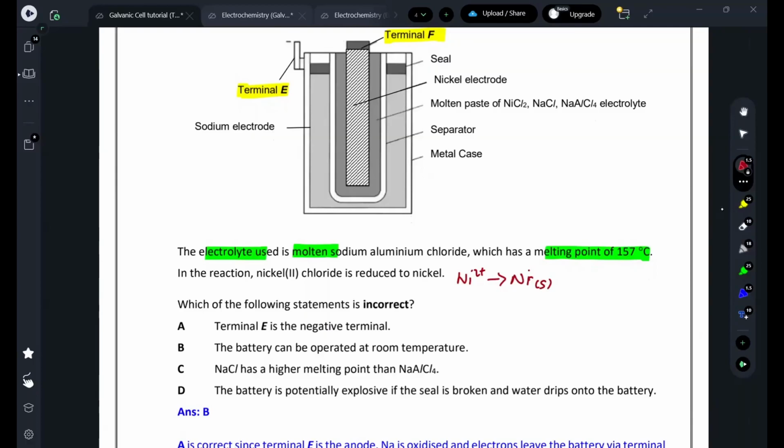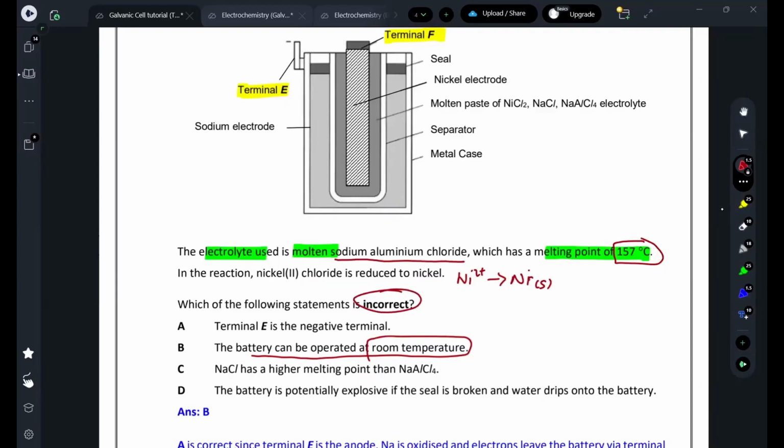The answer is actually B. Why is it B? I think it's very obvious. They tell you the battery can be operated at room temperature. Room temperature is not 157, and if it's not 157, this ionic salt will not melt. If it's a solid, it ain't gonna conduct any electricity, so it cannot be an electrolyte. So quite straightforwardly, option B is the wrong answer, which we are looking for, because they are looking for the incorrect answer.